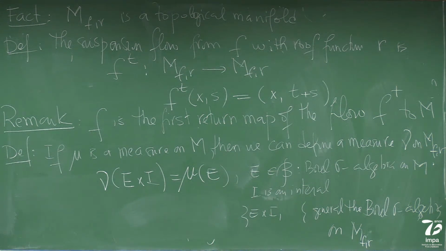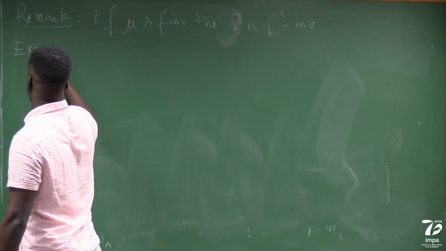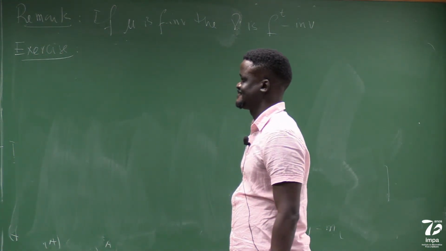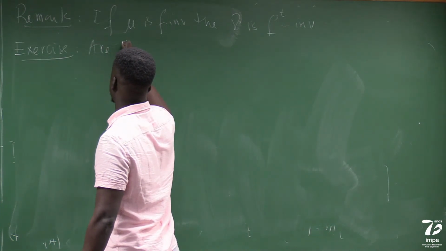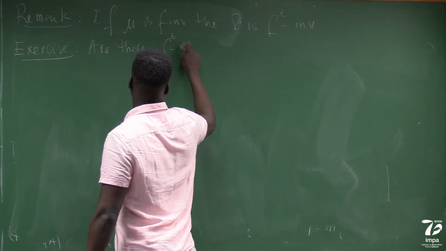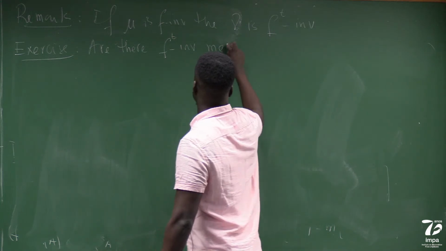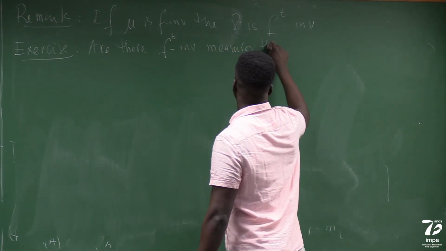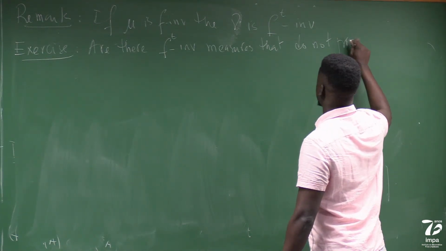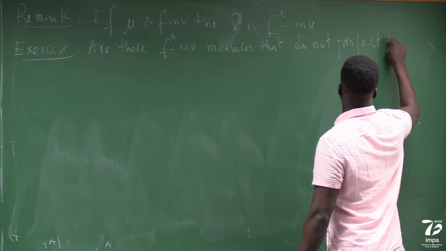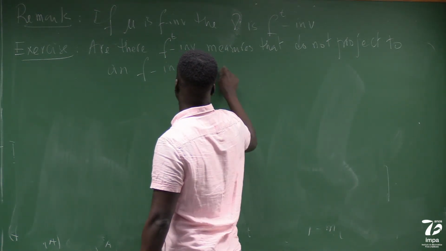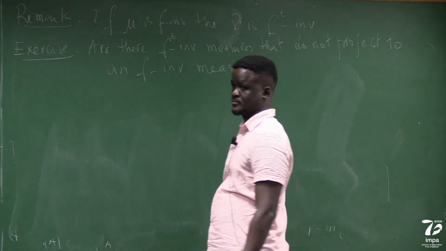So exercise. Are there F_t invariant measures that do not project to an F invariant measure?